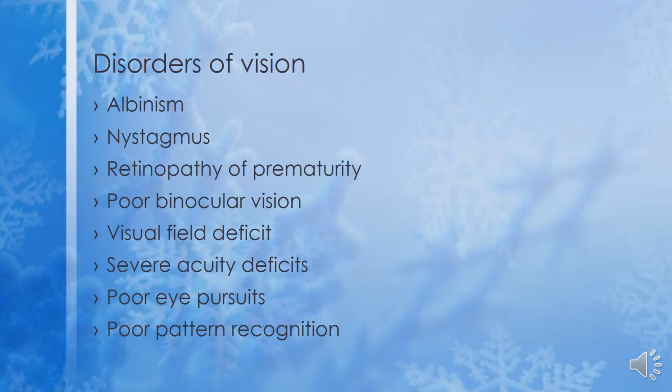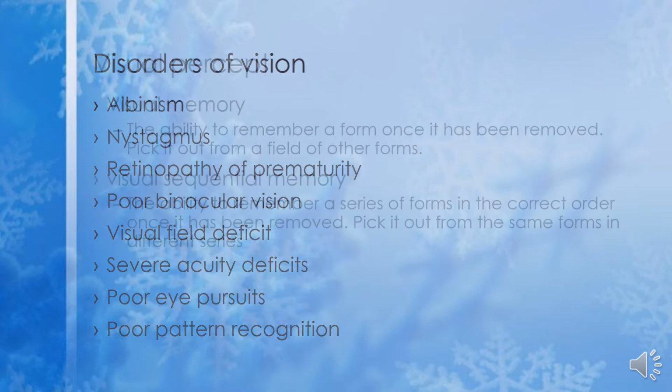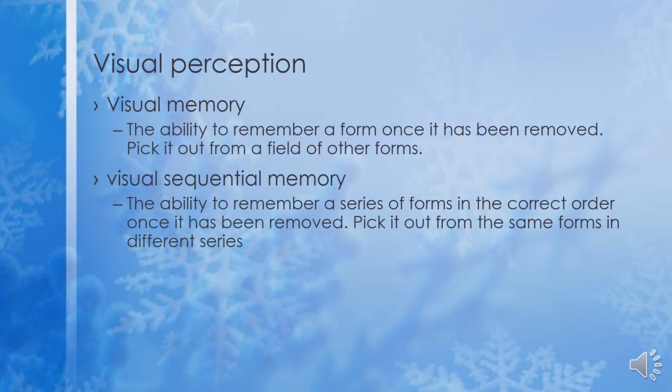Children can also have poor pattern recognition where they don't recognize patterns on paper or on whatever surface it's on, and they can't distinguish that. And that pattern recognition is also a visual perceptual issue that we'll get into. And let's get into that right now. So let's talk about visual perception.